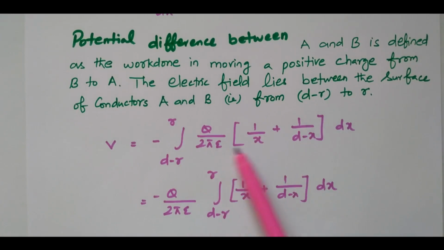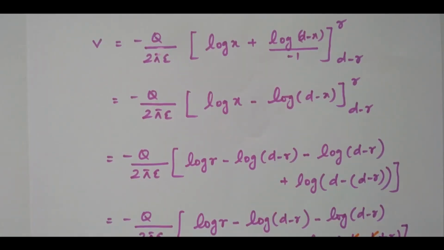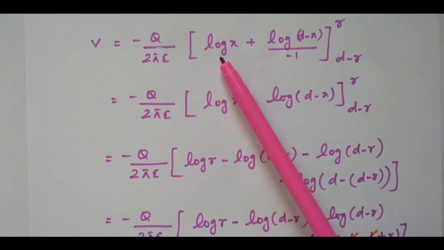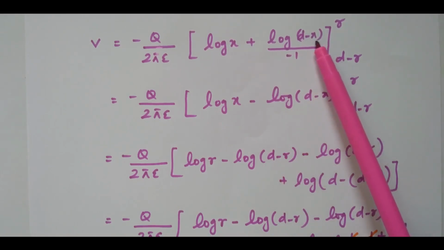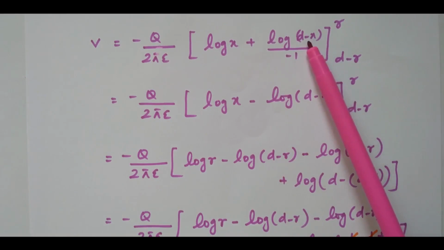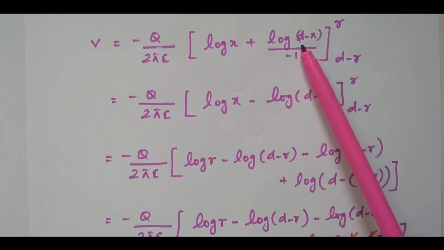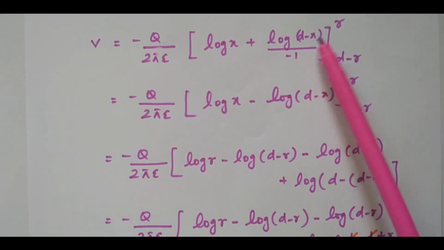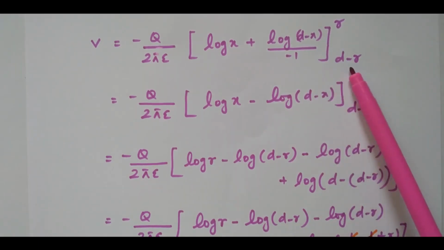Now these limits are substituted and the E value is substituted. This q divided by 2 pi epsilon is constant, so it is taken outside: minus q divided by 2 pi epsilon integral from d minus r to r of (1 by x plus 1 by d minus x) dx. Now we can go for simplifying this integration. The integral of 1 by x is log x. Similarly, the integral of 1 by d minus x is log (d minus x), but here minus x is present, so again we need to differentiate. Differentiating minus x gives minus 1. If it were d plus x, no problem, but d minus x is there and we are integrating with respect to x, so we need to take the differentiation of minus x, which gives minus 1, with the limit d minus r to r.